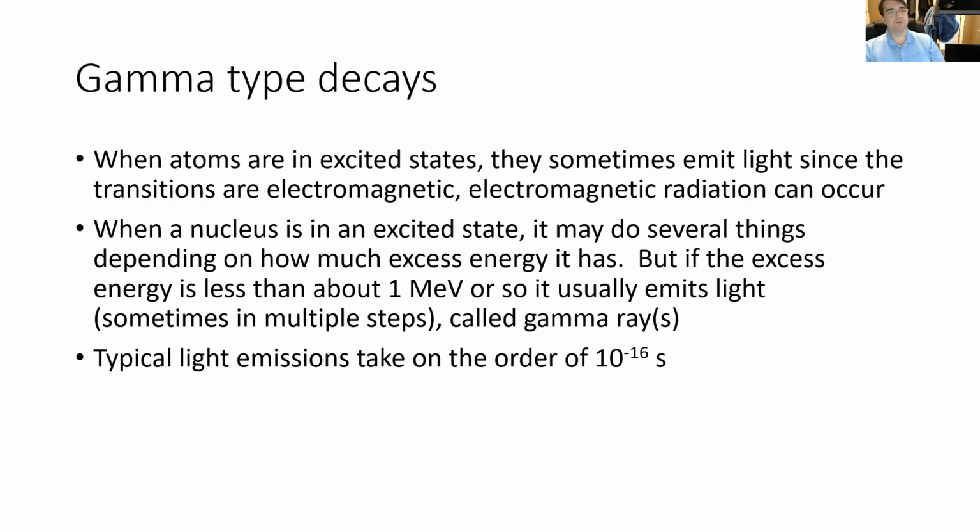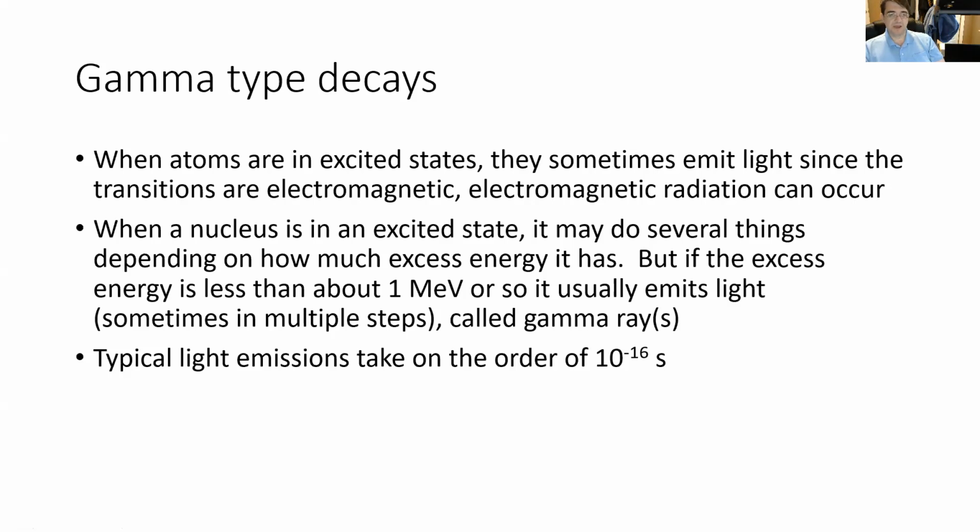Next type of decay is called a gamma type decay. Whenever you have an atom that's in an excited state, it will end up emitting light because your transitions involve electromagnetic interactions, so you can end up producing electromagnetic radiation. So when you talk about atomic spectra, that's where this comes from.